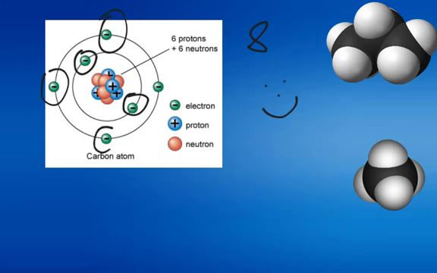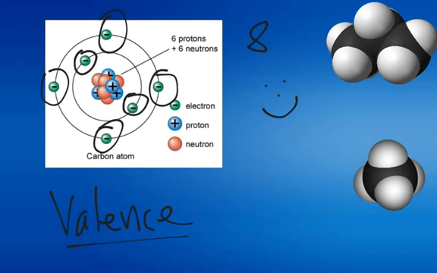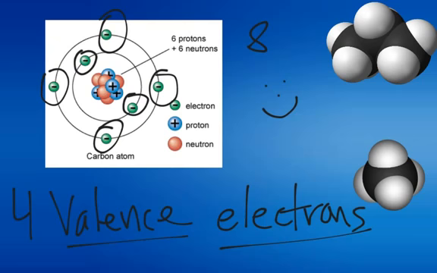So we have 4 electrons here, and those outer electrons are what we call valence electrons, and those are the electrons that are used in covalent bonds. And it is actually the fact that carbon has 4 valence electrons that makes it so special.